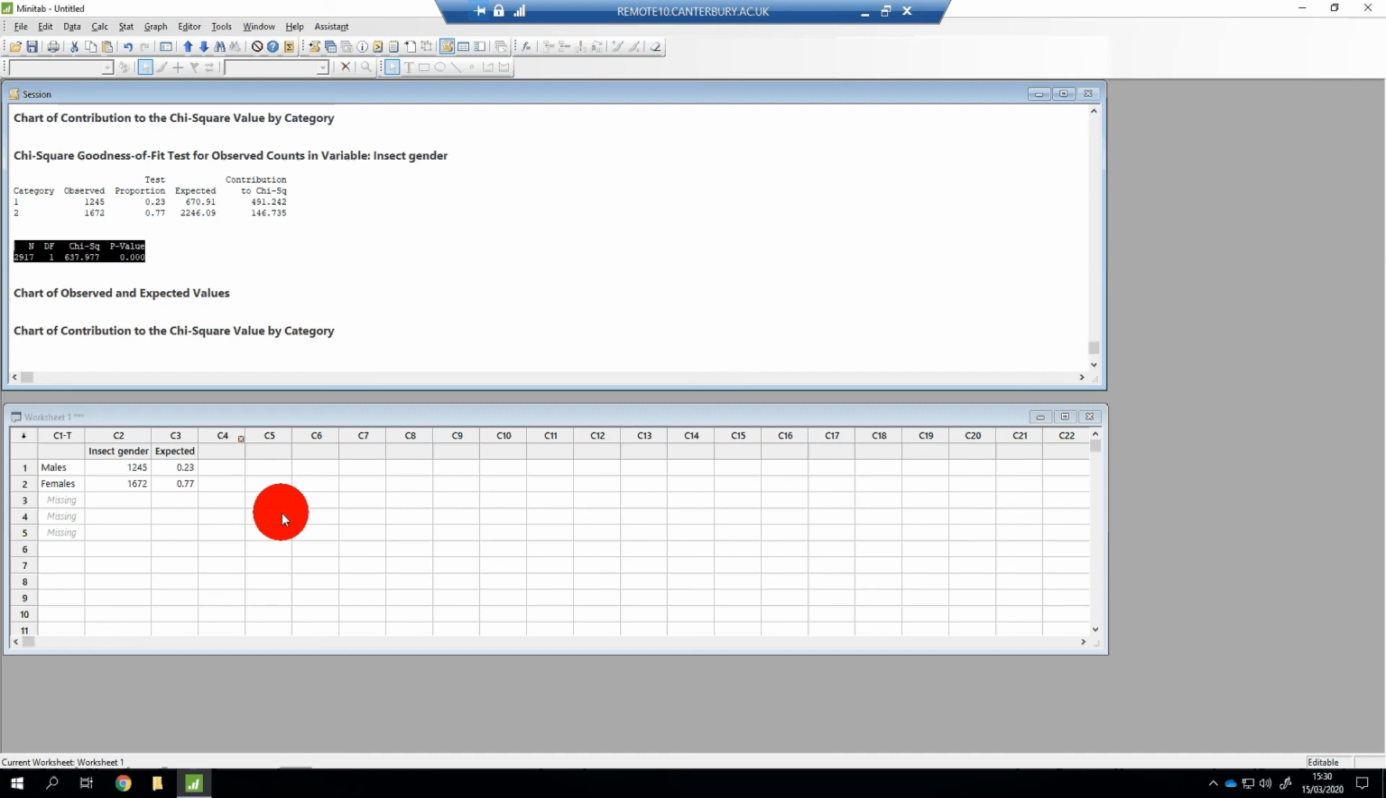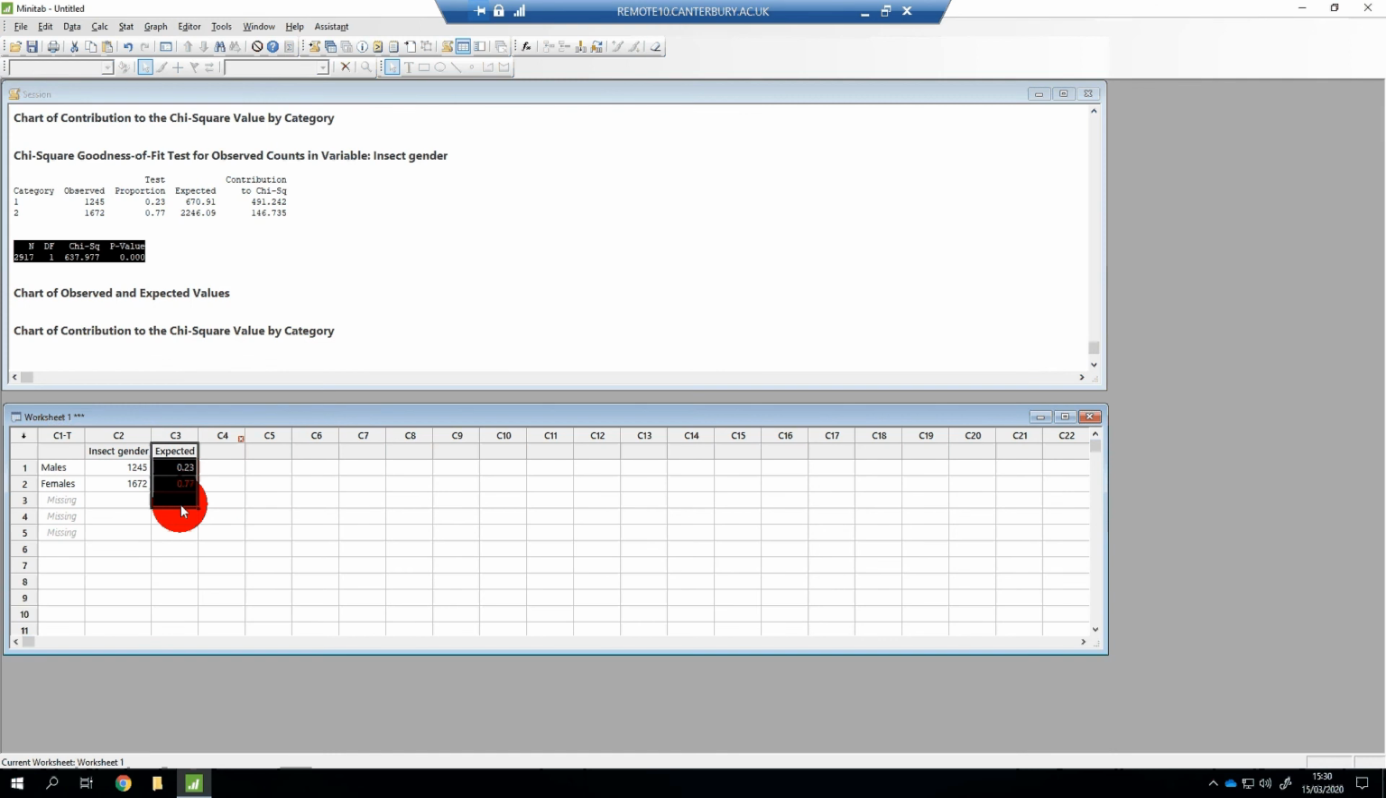Okay, that's the chi-square goodness of fit test. That's when I have categorical data and I know what outcome I would expect. But let's say, for example, I want to compare categorical data across different samples or different populations, for example.